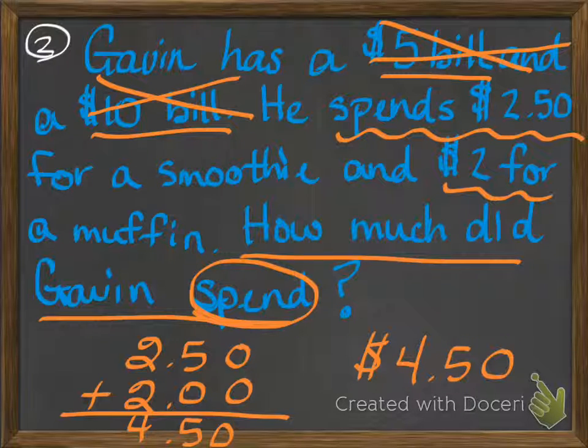Now, if it had asked us how much money does he have left over, then you would have to figure that out. You'd have to do the $5 plus $10, which would be $15, and then subtract $4.50 from that. But that didn't ask us to do that. So we have to be careful to answer just what it's telling us to answer.